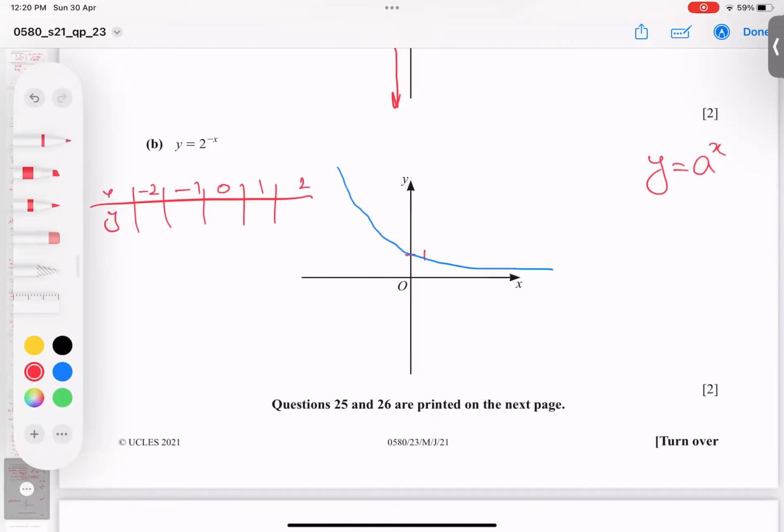And if you don't believe me, check it. If you, for example, plug in 1, 2 and 3, as you put bigger values here, 2 to the power -3, 2 to the power -4, -5, your value becomes smaller and smaller, close to the x-axis, I mean close to 0. So I hope you got the point.